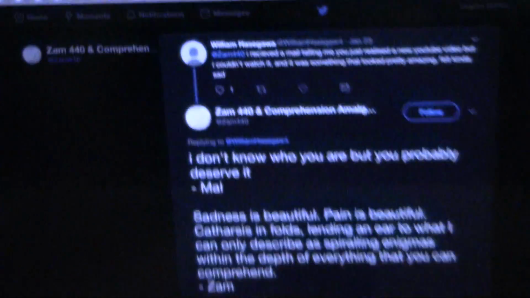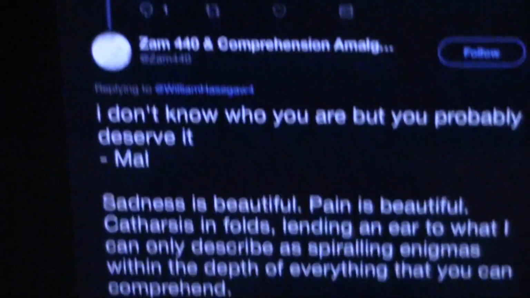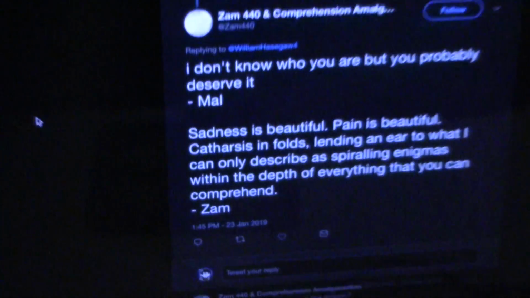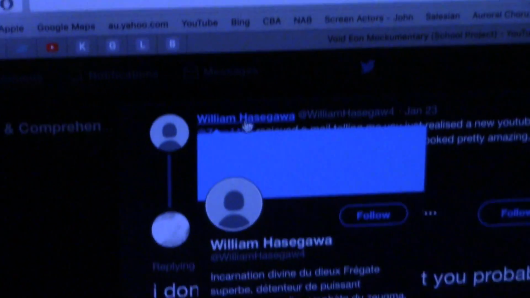Hello and welcome. We will be looking at the relationship between ZAM 440 and comprehension amalgamation. In this reply in particular, we have Mal and we have ZAM, and the thing that is common to them is MA. Now, this also has William Hasegawa. As we can see, we get M and A in there. In fact, if we get the last letters of Hasegawa as well, and we rotate that W, it is M and A. It is a hidden M and A.